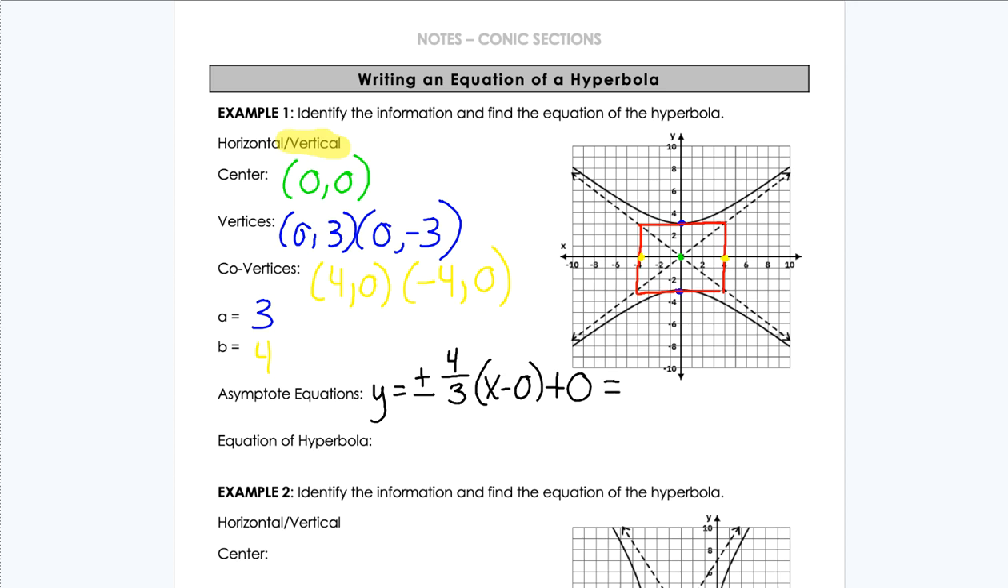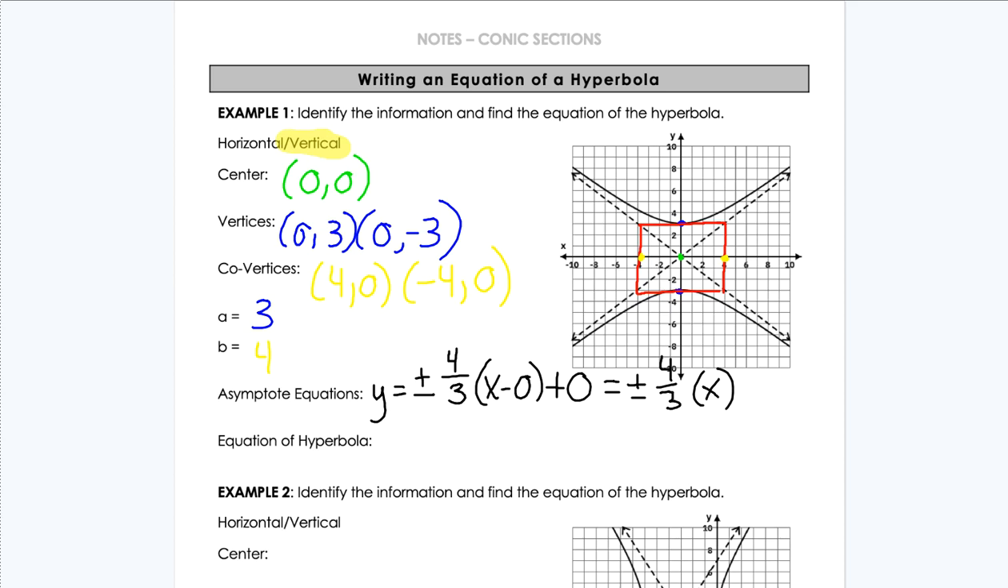If we wanted to simplify that, since 0 and 0 aren't going to affect our equation, we could also just write it as plus or minus 4/3 x. So those are lines that start at 0, 0. One's going up 4/3, the other one's going down 4/3. Create those two asymptotes.